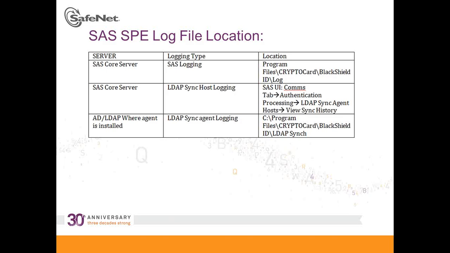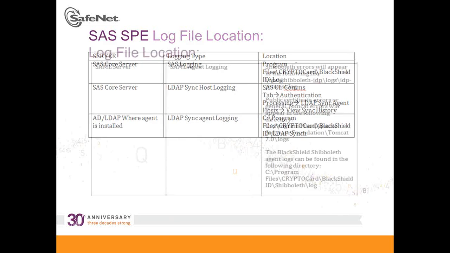Under our SAS core server, we have our SAS logging under Program Files, CryptoCard, BlackShield ID, log. Our LDAP syncing, again from before, we have our log directory. We have our logging host under the SAS UI. The LDAP sync agent: Program Files, CryptoCard, BlackShield ID, LDAP Sync. In the newer version, it's actually /log.